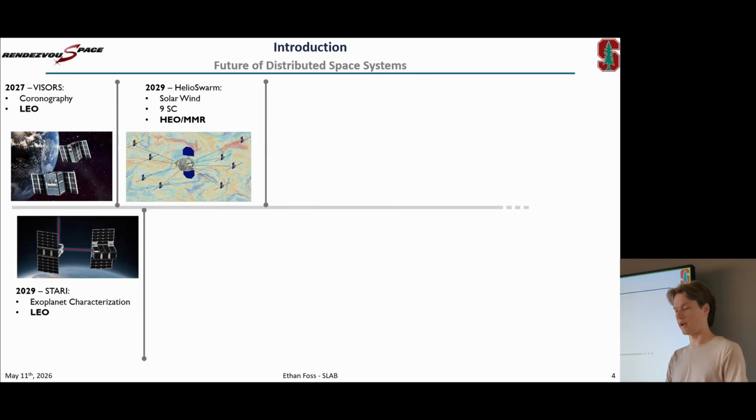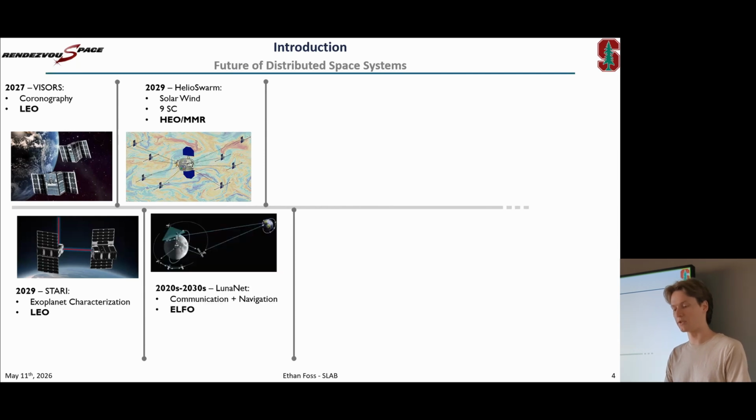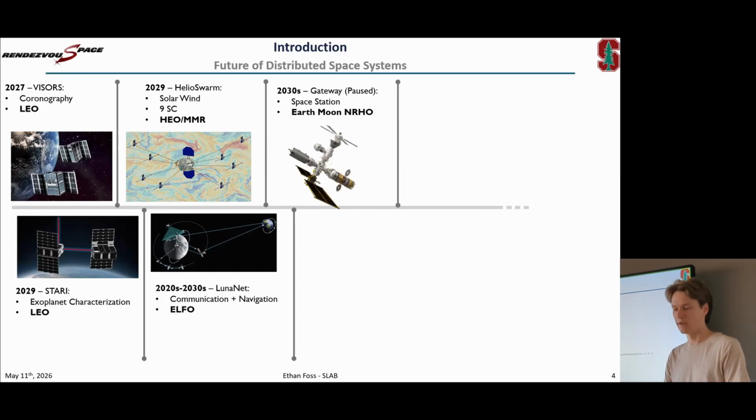In 2029, we'll see HelioSwarm, which will be one of the first swarms to fly in what could be considered a cislunar orbit. So this mission is very exciting. And in the 2020s and 2030s, we're expecting to see a proliferation of constellations with LunaNet, which will increase communication and navigation about the Moon.